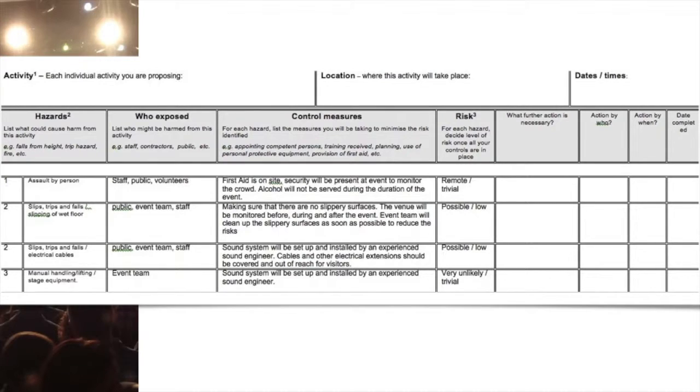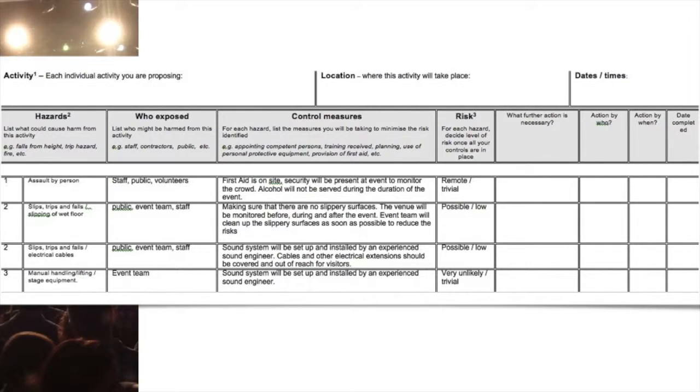So there is first aid on site to deal with it, and there is security to monitor the event as well. Now in this case I have said actually the risk of it happening is remote or trivial, because this was a family event, but you never know. Things happen, and someone is in a bad mood, and they might just punch someone. So you just put it in there, and then most likely in this case the risk was trivial.